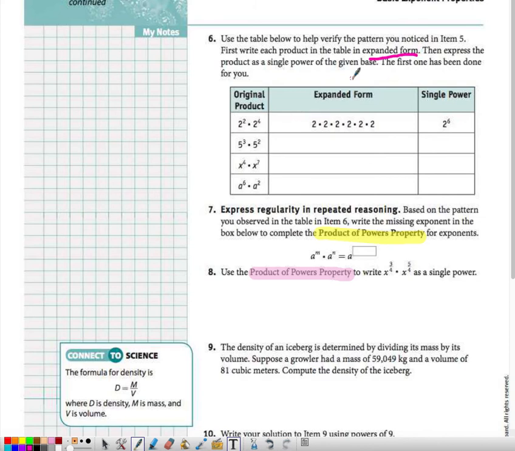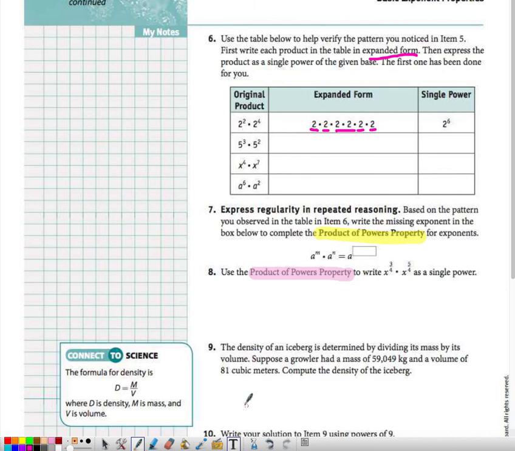So this is expanded form, that's the repeated multiplication. Then express the product as a single power of the given base. The first one's been done for you. So, I just used a similar example. So 2 to the second times 2 to the fourth. 2 to the second is 2 times 2, and 2 to the fourth is 2 times 2 times 2 times 2, which there are 6 2's, so that's the same as 2 to the sixth. So in other words, we add the exponents and keep the base.